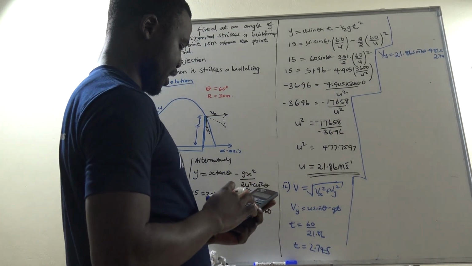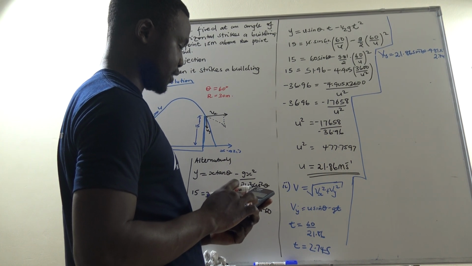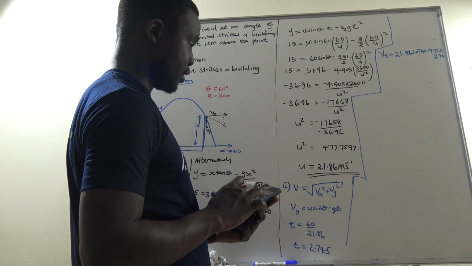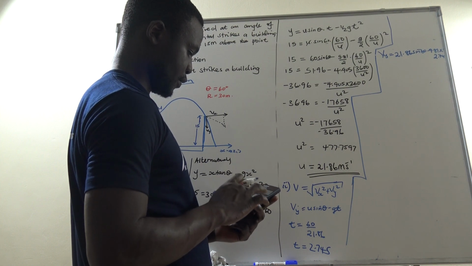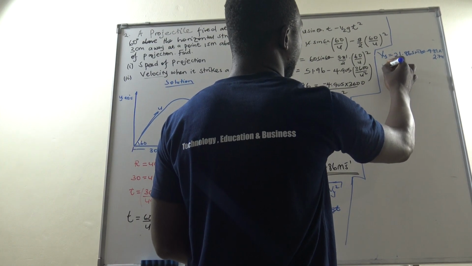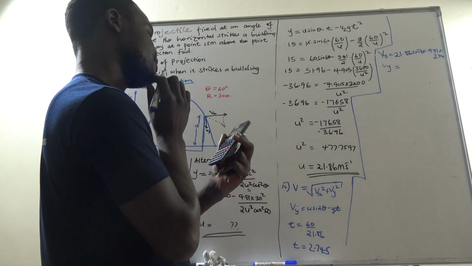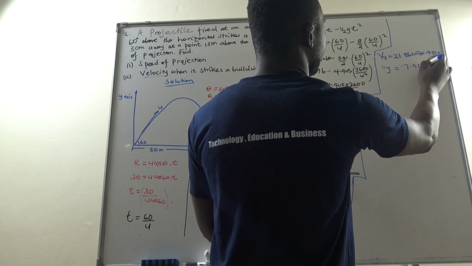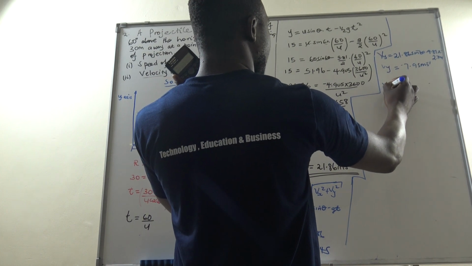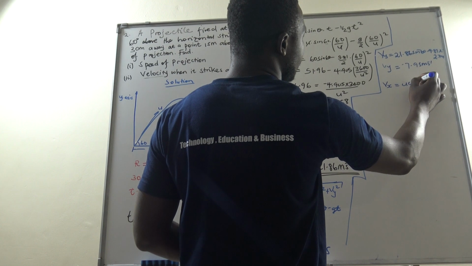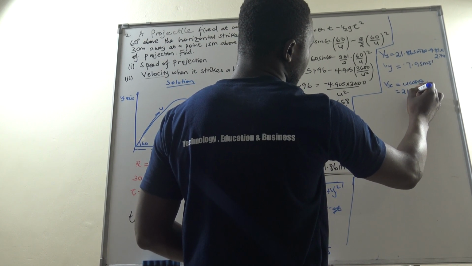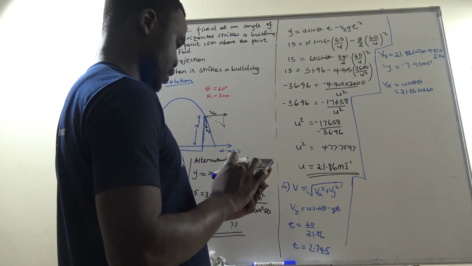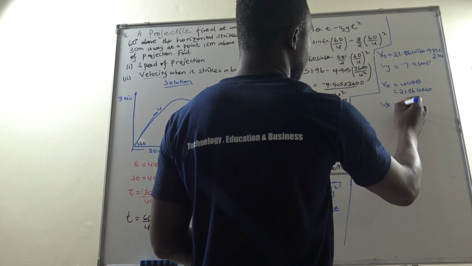So let me compute that. That is 21.86 sine 60 minus 9.81 times 2.74. We get our Vy as, let me reconfirm this value, we are getting negative 7.95 meters per second. So let me also get my Vx. We know that Vx is given by the value u cos theta. So this is 21.86 cos 60. This gives me my Vx as 10.93 meters per second.